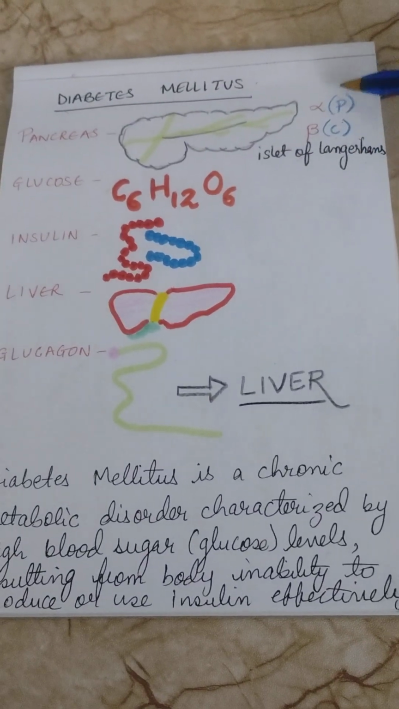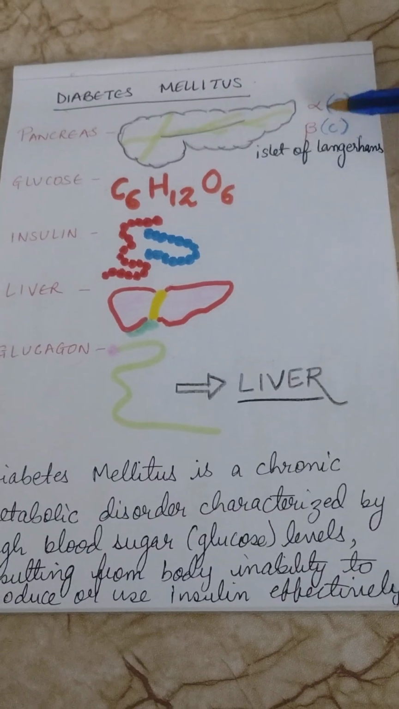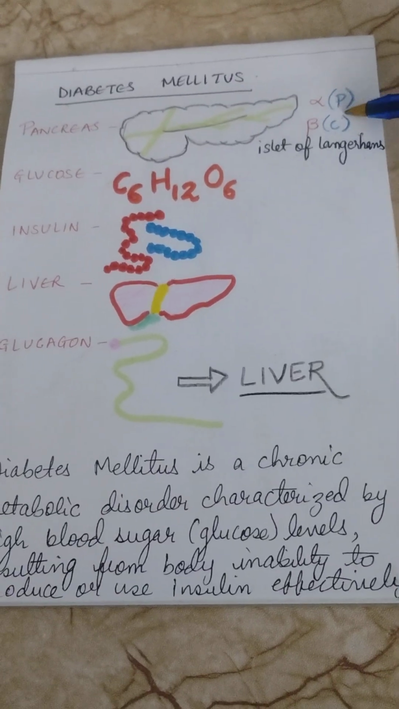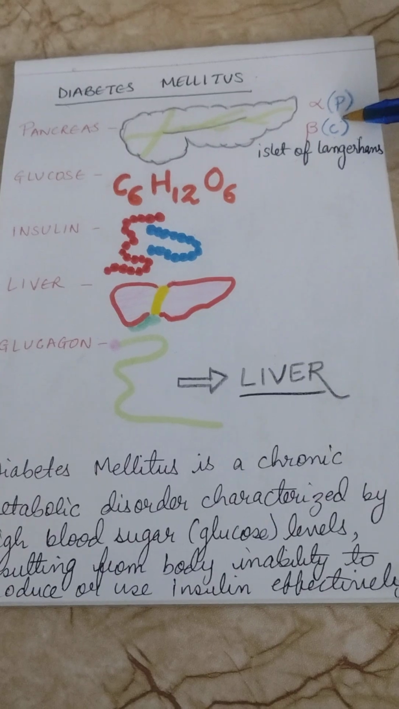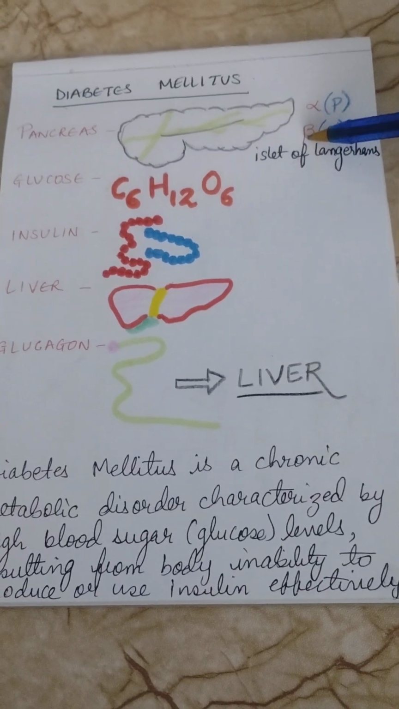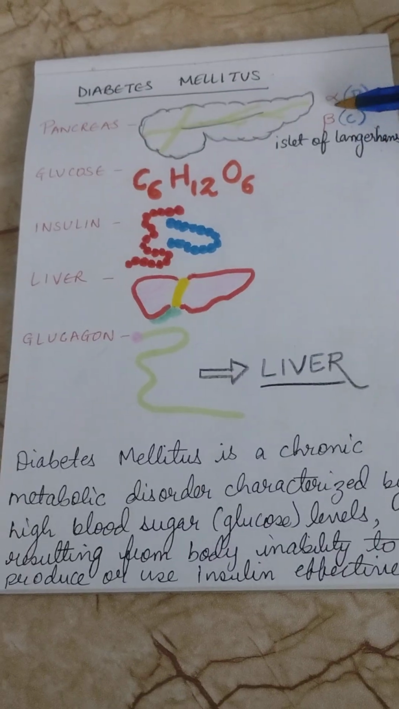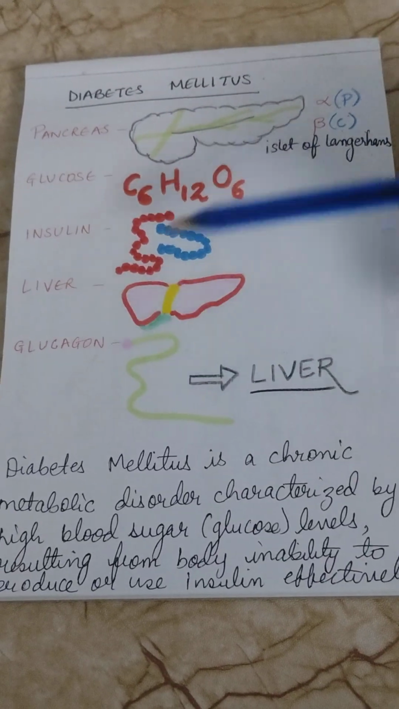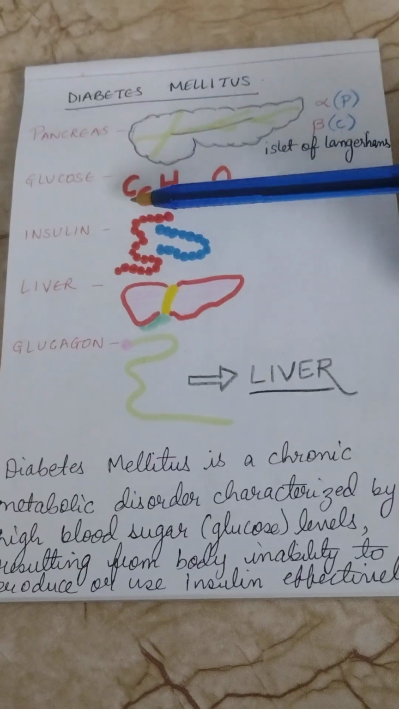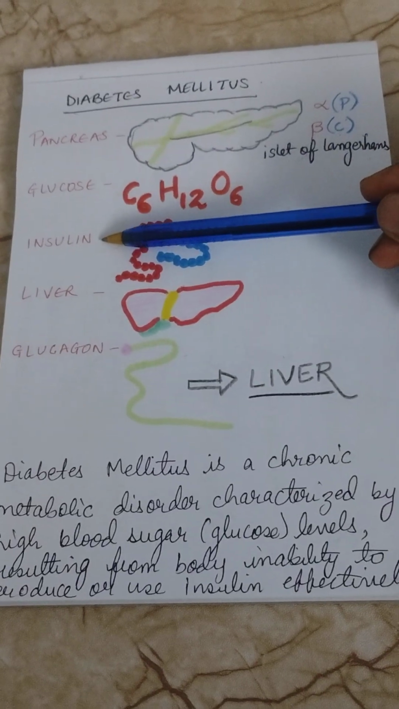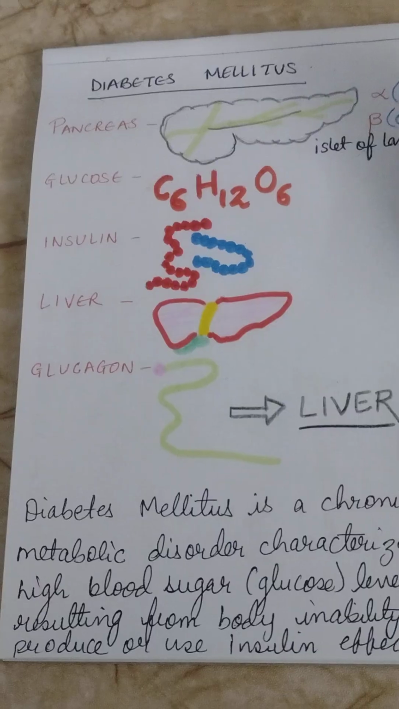Islets of Langerhans contain alpha and beta cells. The alpha cells are present in the periphery of the islet of Langerhans, while the beta cells are present in the center of the islet of Langerhans. Alpha cells produce glucagon, and beta cells produce insulin and secrete it too.